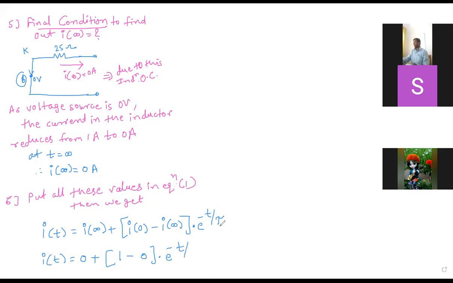Tau value, how much did we get? Tau value is 1/25. Yes, L by R. L value is 1 and R is 25. So that is 1/25. So my final answer will be like this: I of t is equal to 1 into e raised to minus 25 into t, as 25 will go to the numerator. So as this is the current, the unit is ampere. So this I got by using final value theorem.